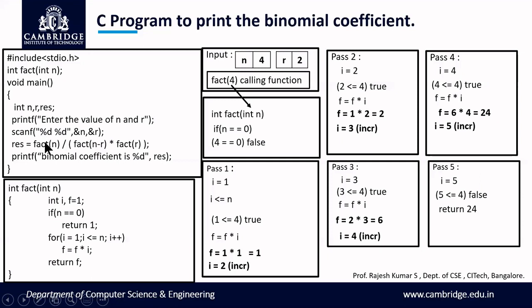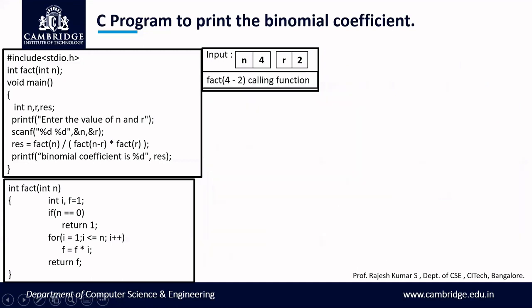Similarly, after finding this, the compiler will move to the next function. What is the next function? For your reference, I've written fact of 4 is equal to 24. When the compiler goes to the next function, here the function called is fact of n minus r. What is n minus r? N value is 4 minus 2. 4 minus 2 is 2. So 2 will be passed to this variable. 2 will be passed over here. So after substituting 4 minus 2 and simplifying it, I'll be passing 2.